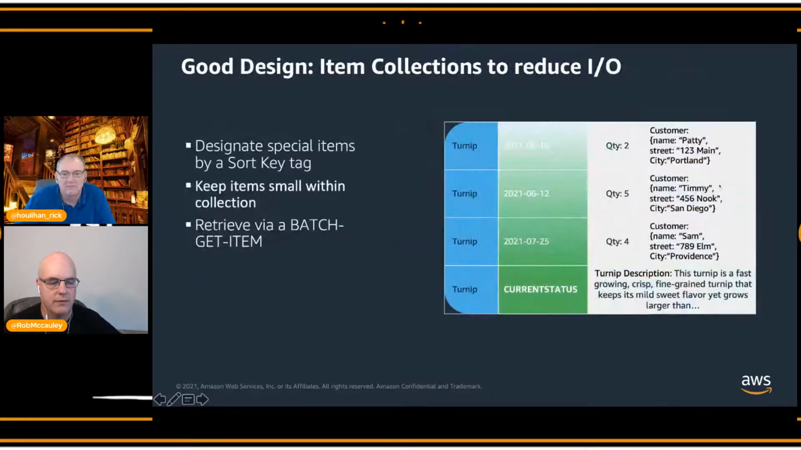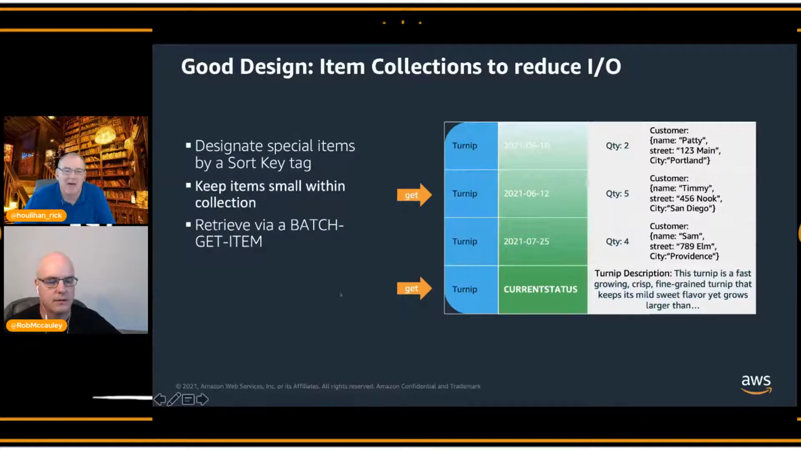But in this case, if it's really write intensive, we can think about the item collection here and just put that description maybe at the very bottom in a special tagged item with a special sort key. Okay, and then we can easily do a batch get item to get the one we want. It's small now, easily updated, and then the actual description as well.